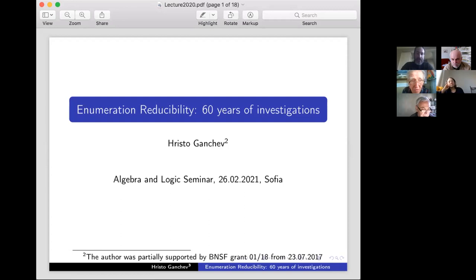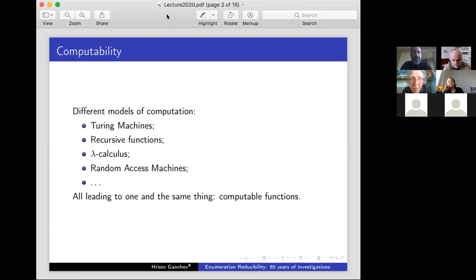And I'm going to start from the beginning, at least from my point of view. So the beginning is computability. Computability started as a byproduct, or not exactly as a byproduct, but something that emerged from Hilbert's program for the formalization of mathematics. So this was research that began at the beginning of the 20th century.